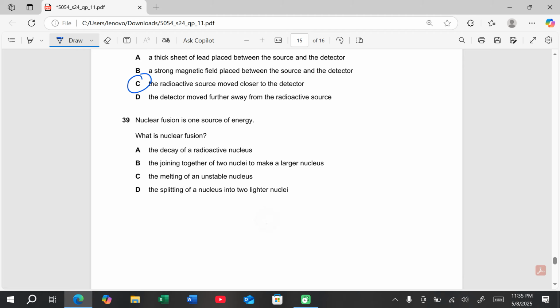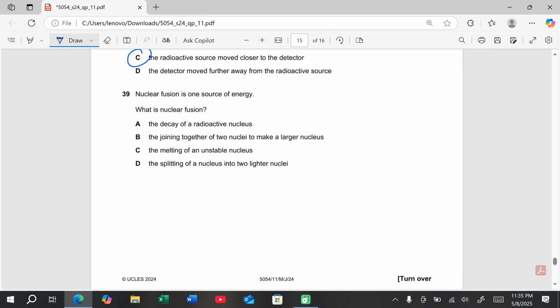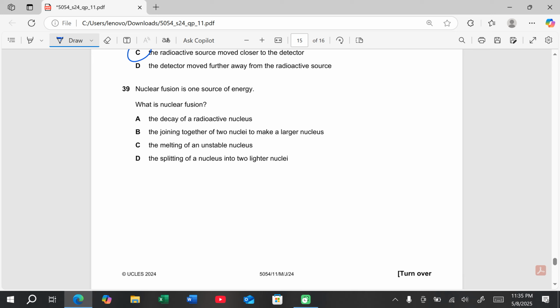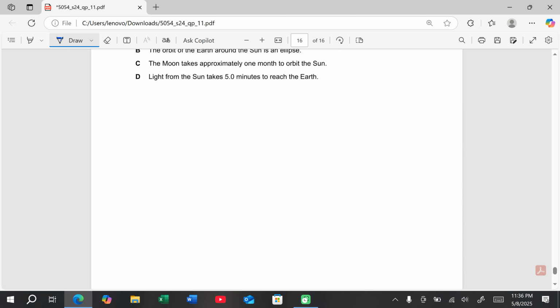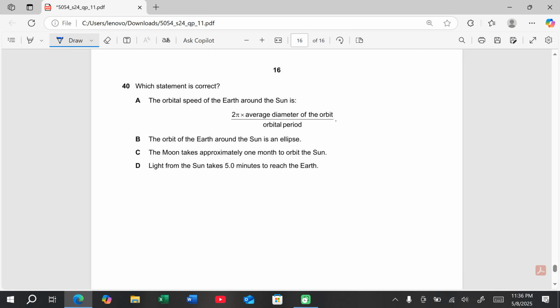Nuclear fusion is one of the sources of energy. What is nuclear fusion? The decay of a radioactive nucleus. That's wrong. Joining together two nuclei to make a larger nucleus. Yes, that's correct, but let's see the other ones. The melting of unstable nuclei. That's wrong. Splitting of a nucleus into two lighter nuclei. That's fission, not fusion.